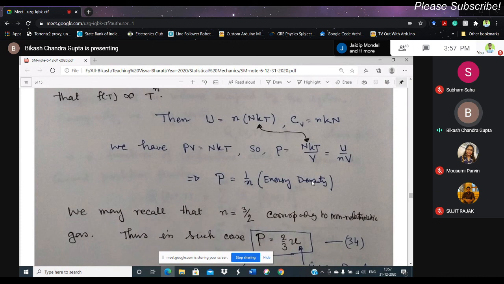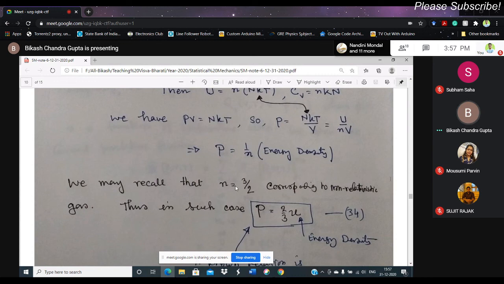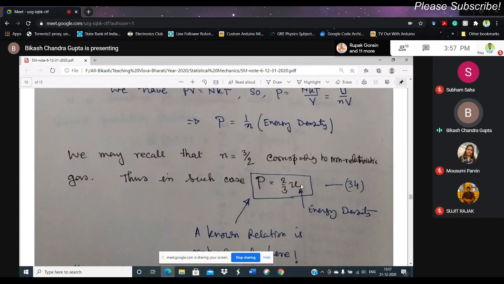And we may recall that n is 3 by 2. So f(T) is T to the power 3 by 2, corresponding to the non-relativistic gas. In the case of a non-relativistic gas, P equals 2/3 of U. P is 2/3 of the energy density, for the non-relativistic gas. This expression is also very familiar to us, right?